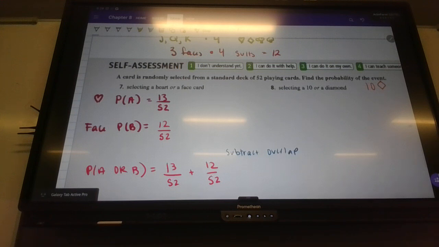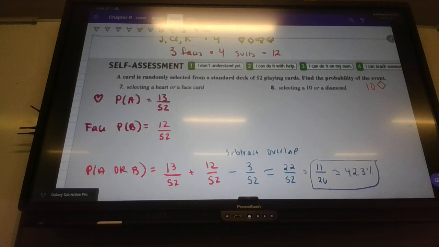So how many cards are both heart and face? Jack of Hearts, Queen of Hearts, King of Hearts. So that's 3 out of 52 that have been counted twice. And that's going to give us our answer. 25 minus 3 is 22 out of 52. With your work today, you want to answer everything in simplest form, so those both divide by 2. So that's 11 out of 26. And divide it out, and it's approximately 42.3%.